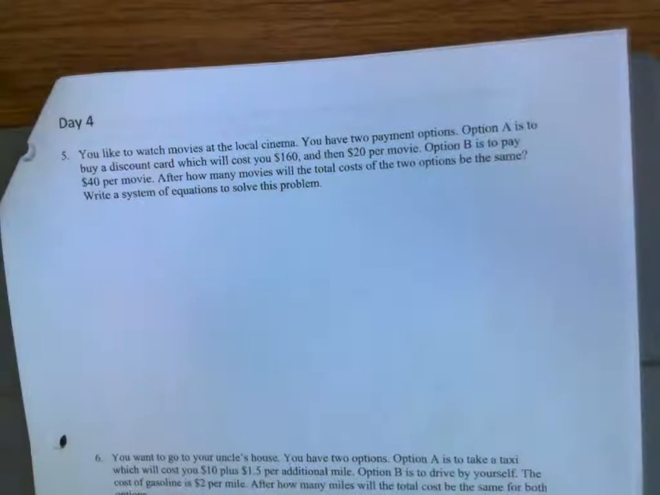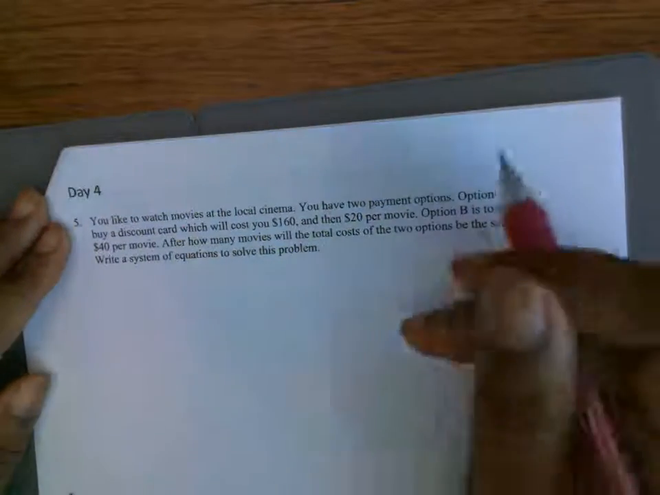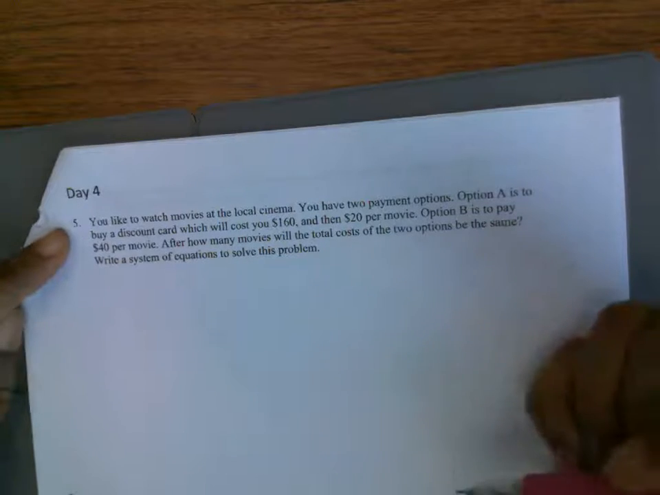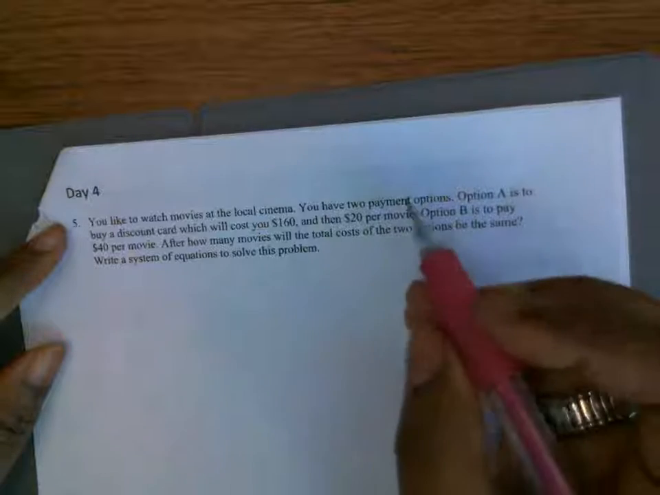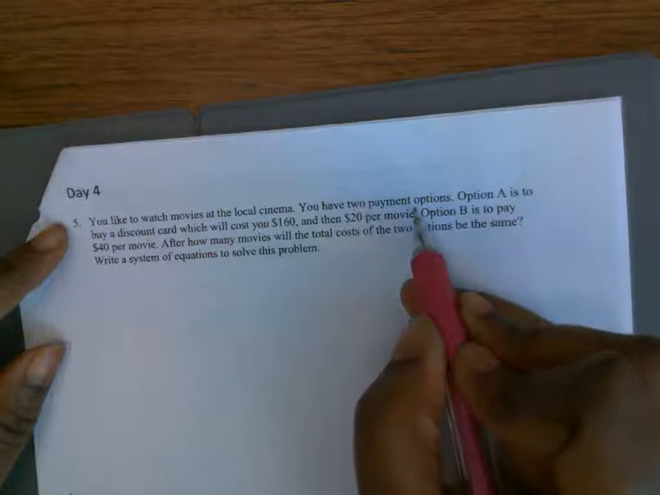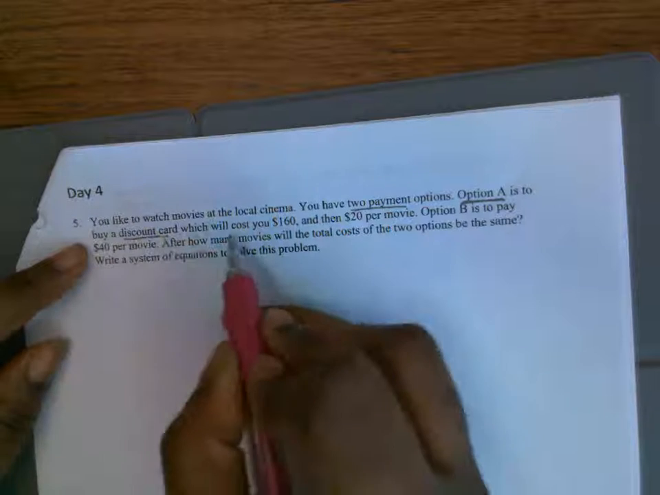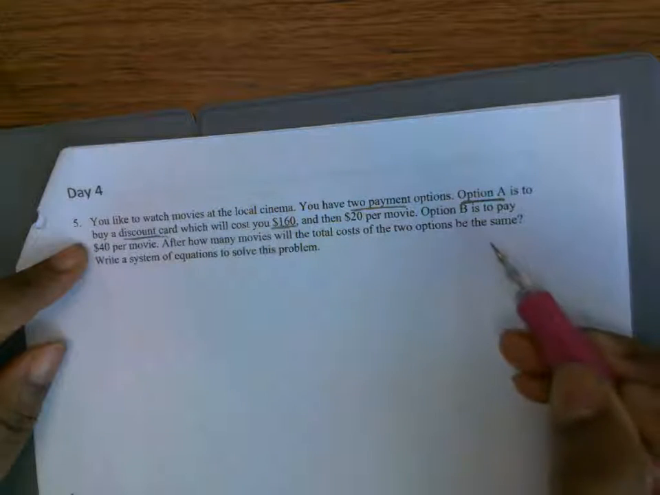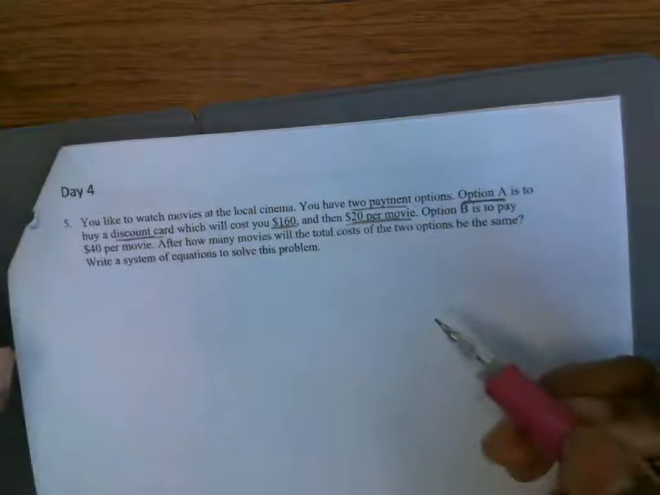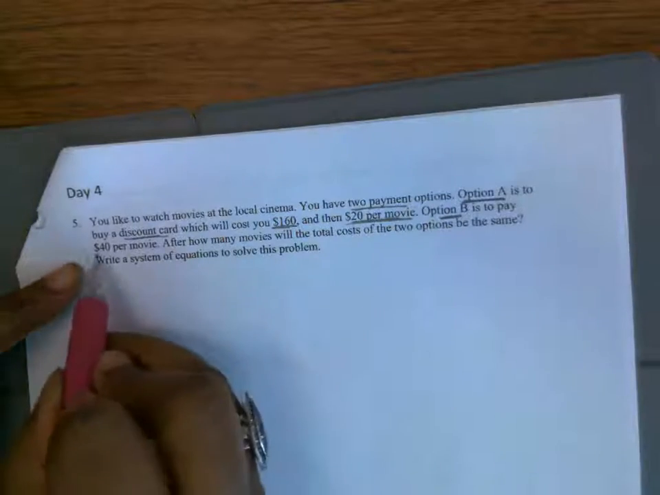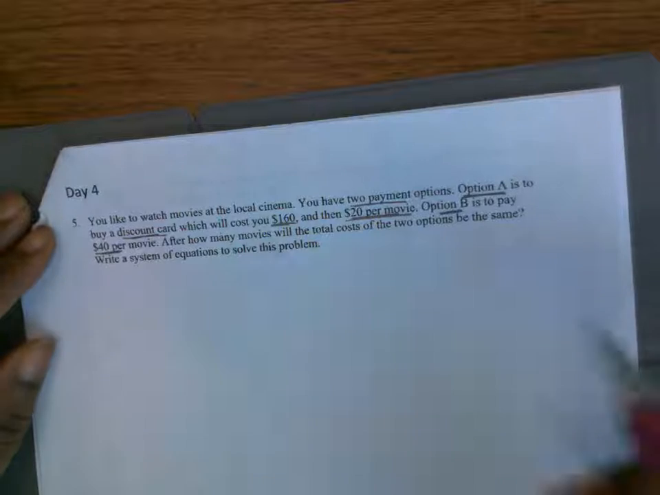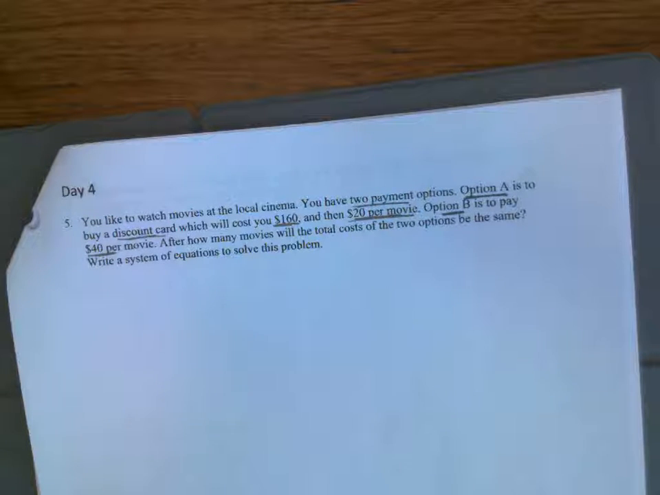All right, so let's see if what you got is right. Let's do number 5. The first thing we need to do is read and identify what the question is. So you like to watch movies at a local cinema. You can have 2 payment options. Option A is to buy a discount card, which will cost $160 and then $20 per movie. Option B is to pay $40, period. That's all it says for option B. Then it says, after how many movies will the total cost of the 2 options be the same? So when is it going to be the same number of movies for the same cost? When do the lines cross each other or intersect?